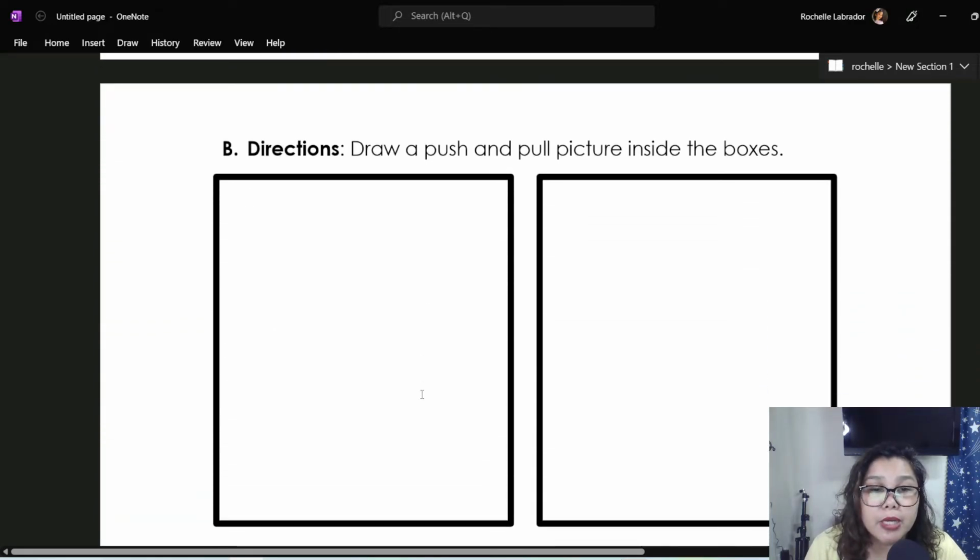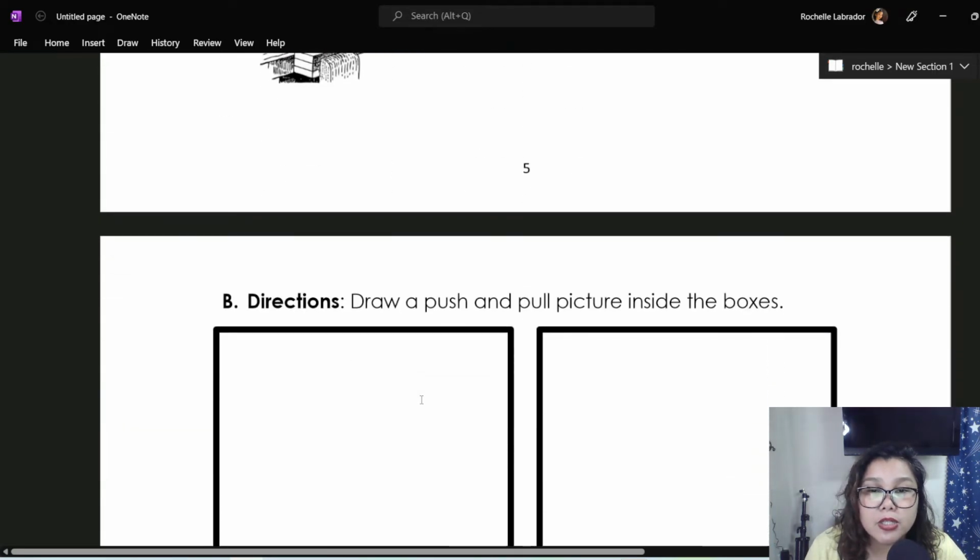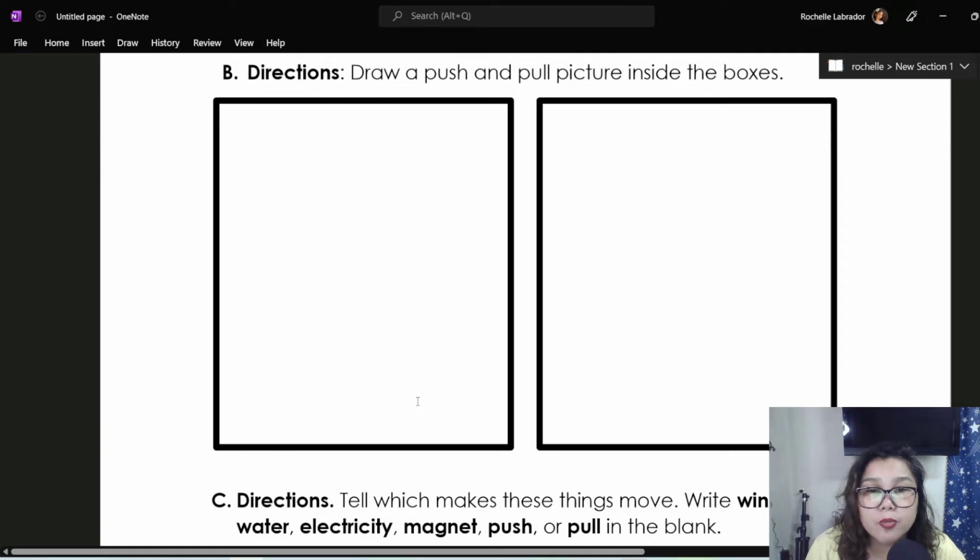And then for part B, this is more on performance or creating something. Draw a push and pull picture inside the boxes. You can base it from the activities that you do. Ano ba yung mga push activity and then ano ba yung mga pull activity, then you can indicate one for each box. So pause this part or let me finish the video before you answer part B.